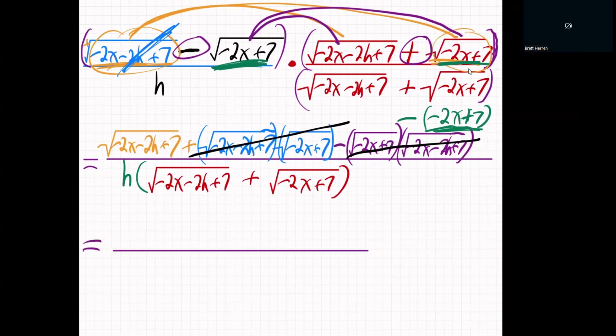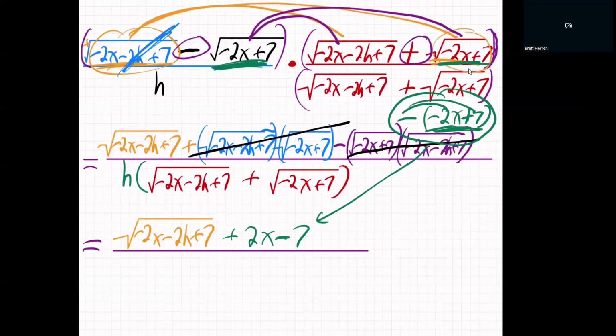What do we got? We just have that first term, minus 2x minus 2h plus 7. And then we've got the other. Now this minus is going to distribute: plus 2x minus 7. Right? Did you see that right there? The minus in the front of the parentheses distributed. Watch out for all those little things. H, the bottom, nothing much has changed, and I'm just leaving it.